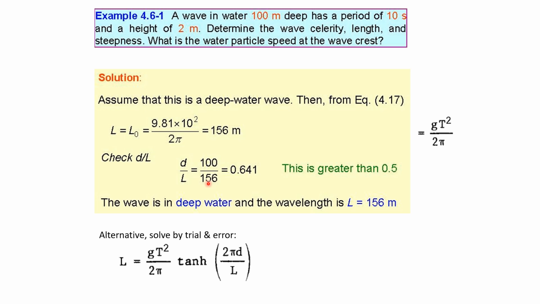And based on this, we conclude that the wavelength is 156 meter. But we can also apply the general equation L equals gT squared over 2 pi times tanh of 2 pi d over L and do it by trial and error. We should be able to arrive at the same answer. The wavelength is 156 meter.